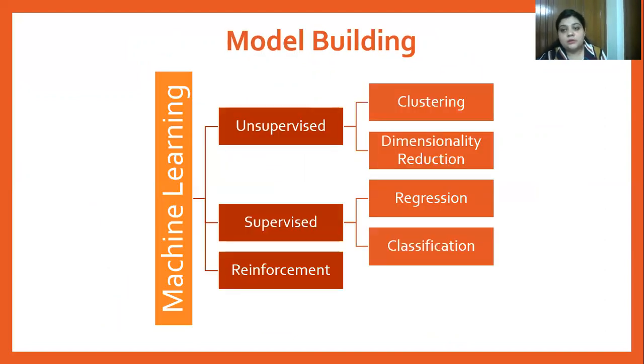Next step is model building. In data science, a model is built through machine learning techniques. Machine learning techniques are of three types: unsupervised learning, supervised learning, and reinforcement learning. Unsupervised learning can be further categorized as clustering or dimensionality reduction methods. Supervised learning can be classified as regression and classification methods. Now, to learn more about machine learning techniques, please stay tuned to my next video. We will discuss them in detail.